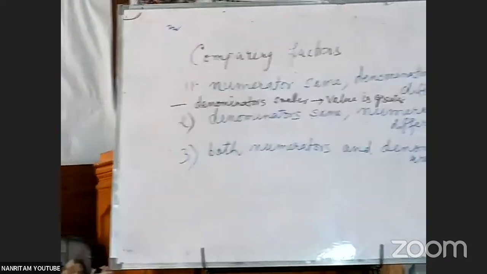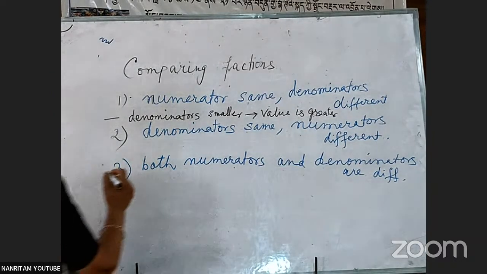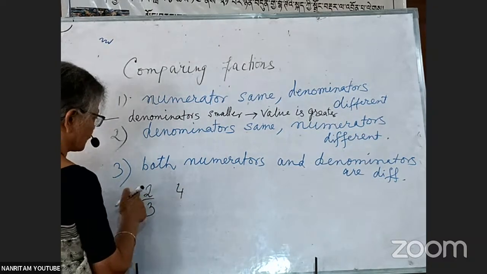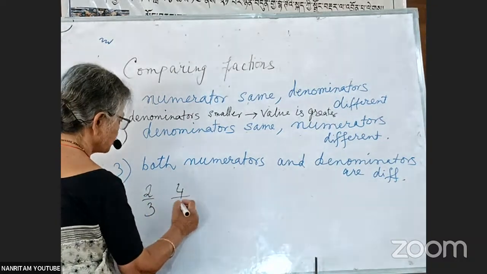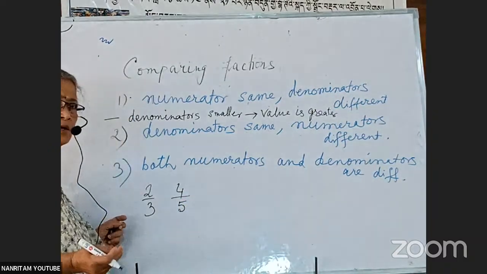Equal divisions. This works when numerators or denominators are different. But when both are different, like 2/3, 4/5, both numerators and denominators are different. But how do you compare? You all know.